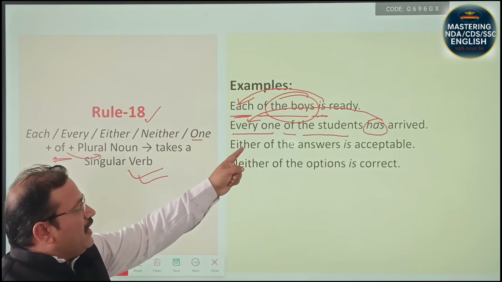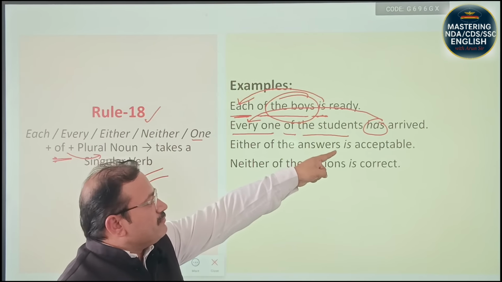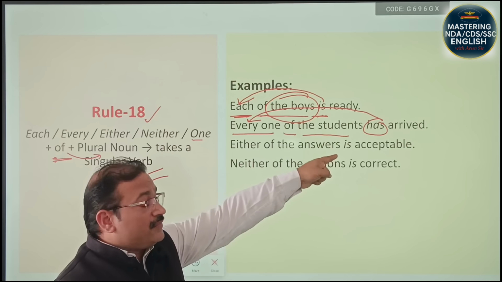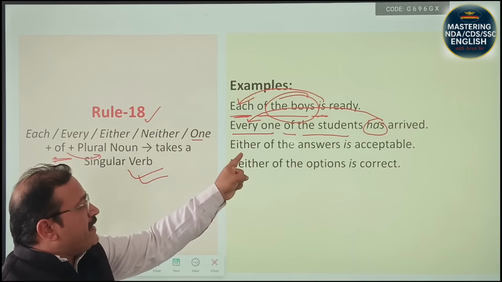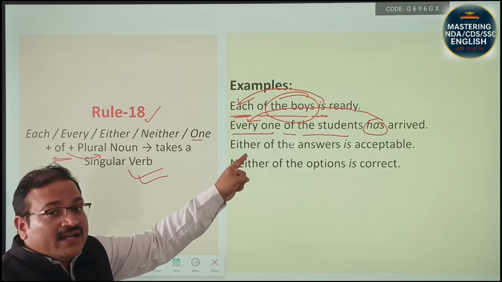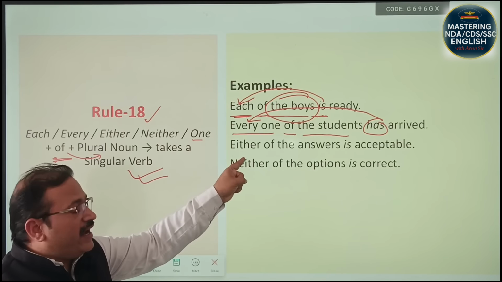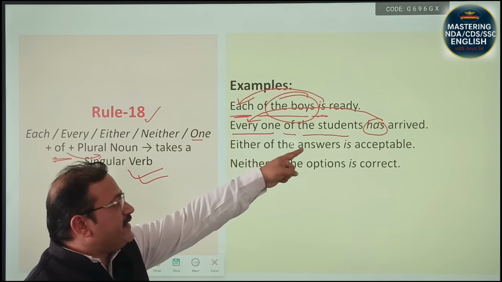So here also, either of the answers, is or are. It will depend on the subject. Main subject is either. Why? Because before of we have either. Either is singular, will take singular verb.